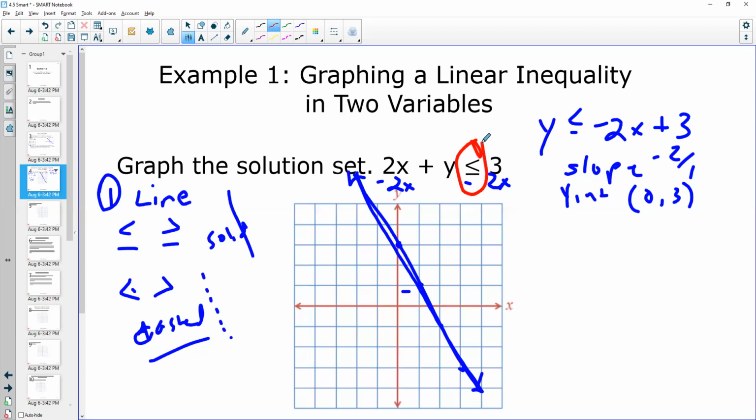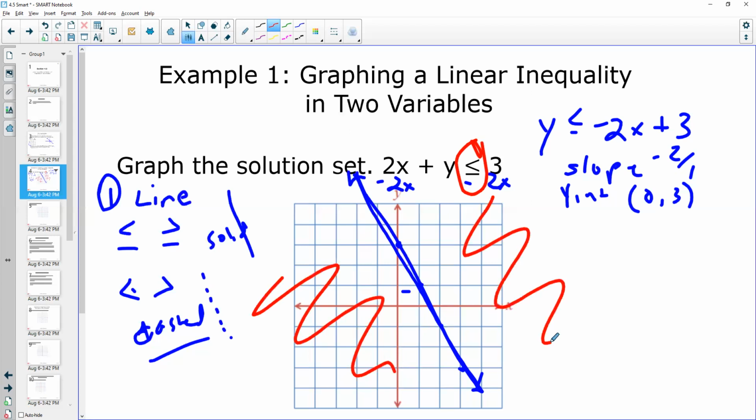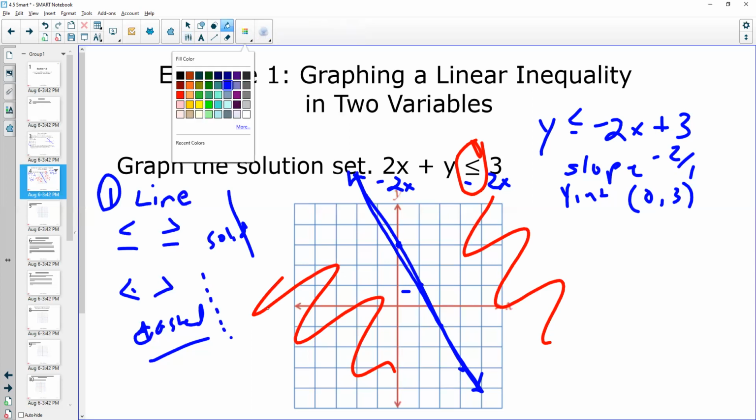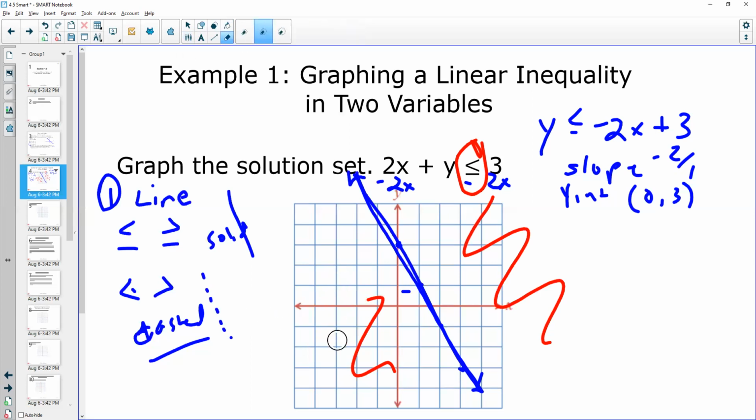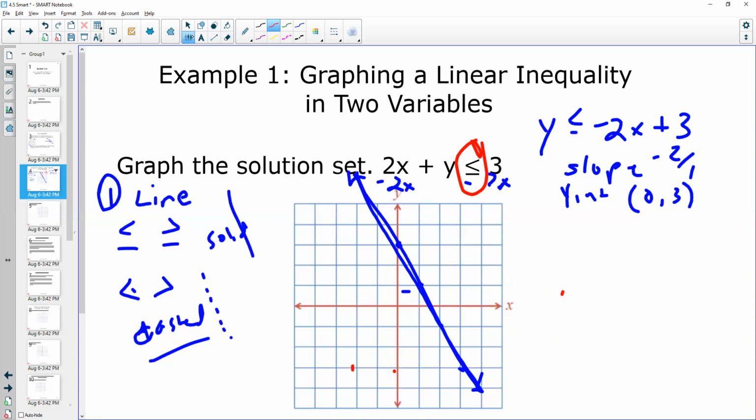The second thing is that I have to figure out what part of the graph the answers to this inequality live on. So what I'm going to do is pick 2 points, any 2 I like, on either side of the line. I'm going to pick one over here somewhere, and then I'll pick another on the other side. I'm going to erase those because I'll show you. All right, so here's what I'm going to do. I'm going to pick 2 points. Let's say 0, 0. So my red point is going to be 0, 0. And then I'm going to pick something else. Let's pick, I don't know, 3, 3.